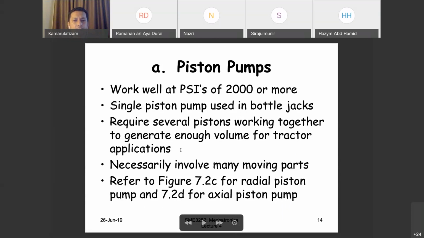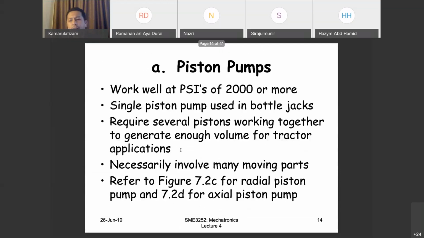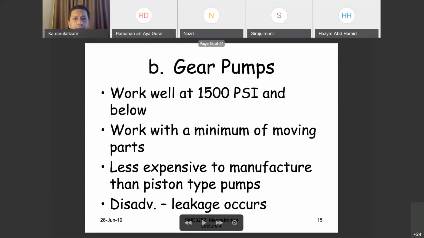Tractor, many moving parts, piston pump. Ini macam piston dalam engine kereta, kalau you all pernah tengok. Alright, so they just use that concept of piston to build up pressure dalam you punya pump system. Okay, then you have gear pump, work well at 1500 PSI.